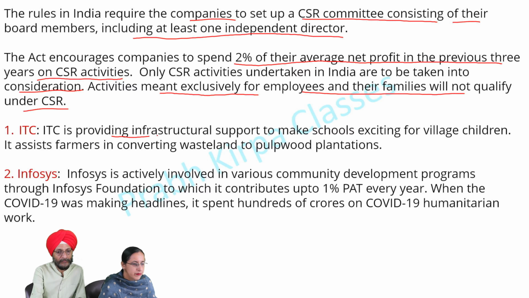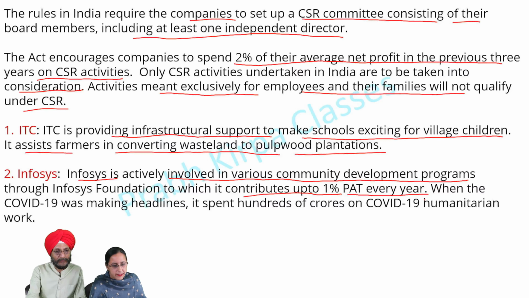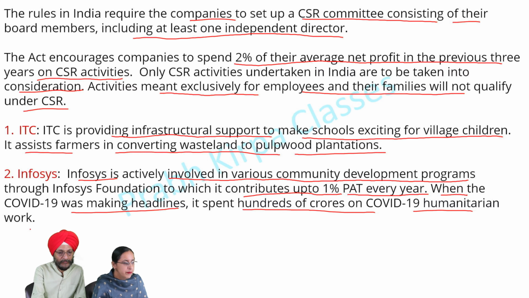Number one, ITC. ITC is providing infrastructural support to make schools exciting for village children. It assists farmers in converting wasteland to pulpwood plantations. Number two, Infosys. Infosys is actively involved in various community development programs through Infosys Foundation, to which it contributes up to 1% profit after tax every year. When COVID 19 was making headlines, it spent hundreds of crores on COVID 19 humanitarian work.